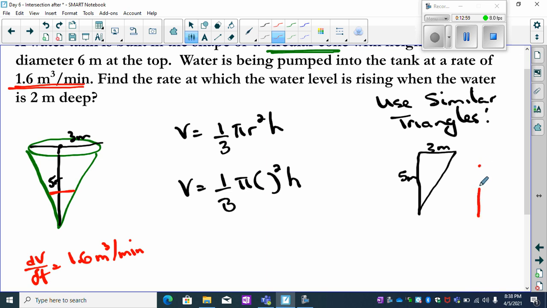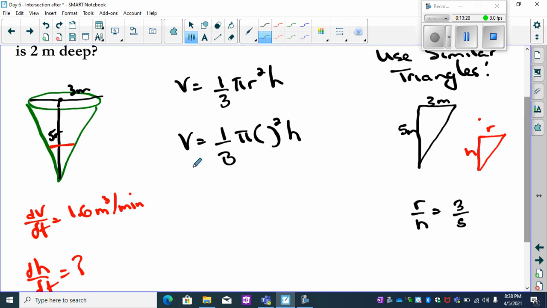Think of the water level rising. This represents the radius, this represents the height. So I can say that R over H is equal to 3 over 5. I'll set up a proportion. R over H is 3 over 5. R and H, those are changing, right? Because the water level rises.